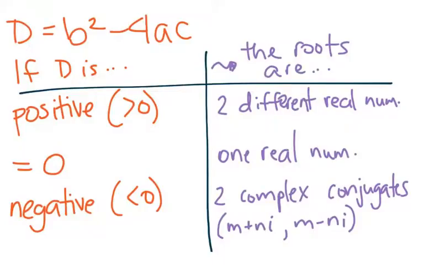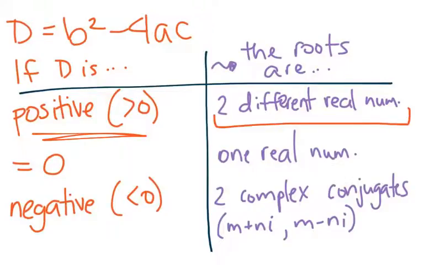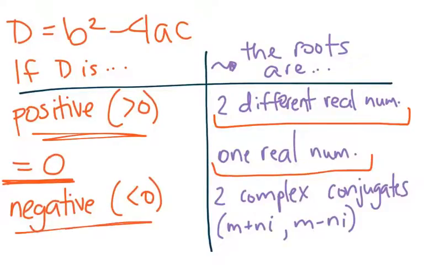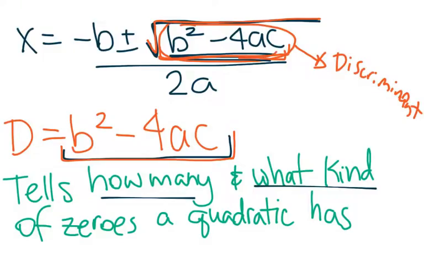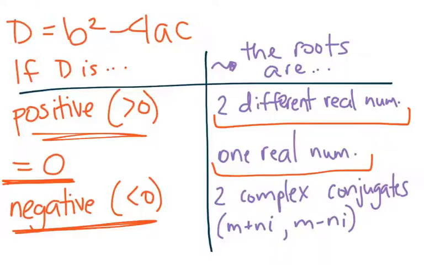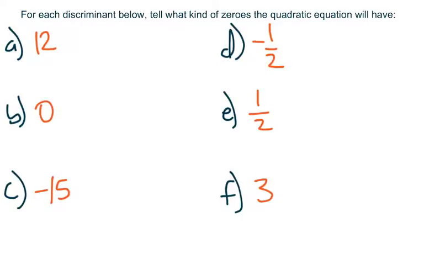And if the discriminant is positive or greater than 0, the roots of the quadratic equation will be two different real numbers. If it is equal to 0, there will only be one real number. And if it is a negative value, if the discriminant is negative, remember it's under the square root sign, that will give us two complex conjugates, or two values that have imaginary numbers involved in them. Let's try a couple as practice.